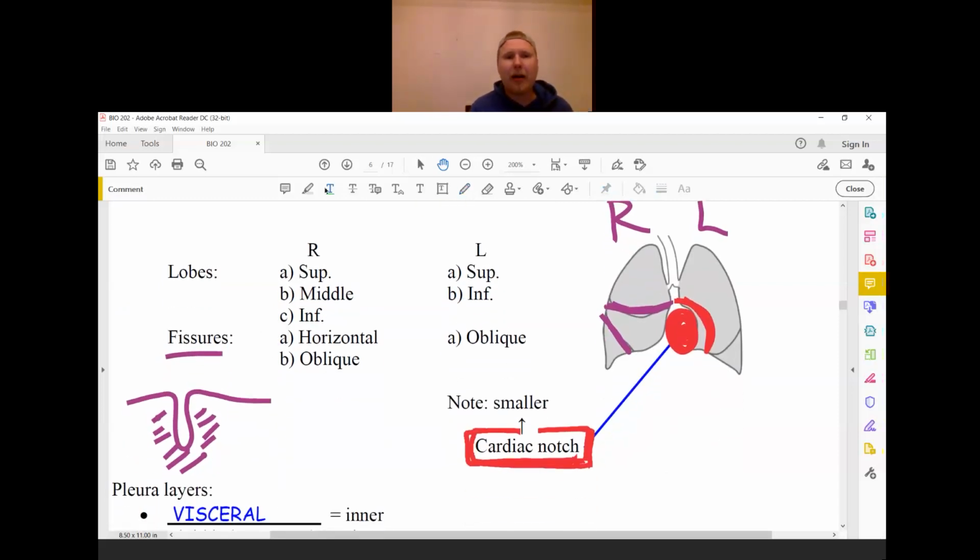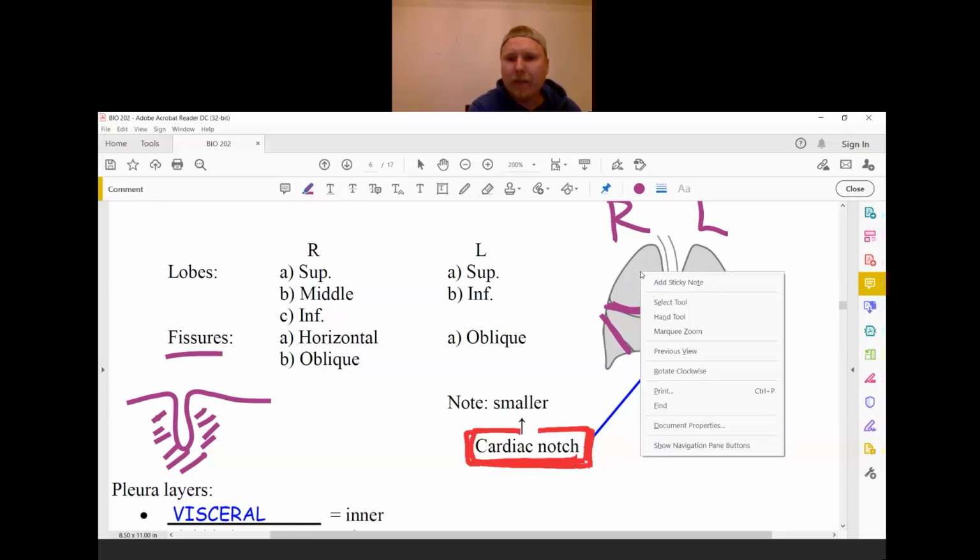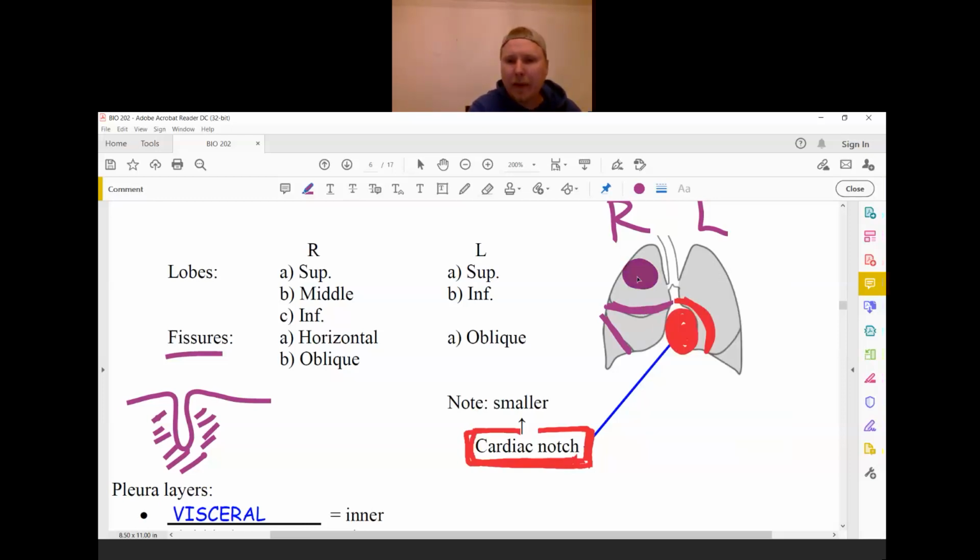And let's mark those there. So we will have our superior lobe, we will have our middle lobe, and we will have our inferior lobe. And then I'm just going to erase those and simply write it instead. I think that's going to be a little better.